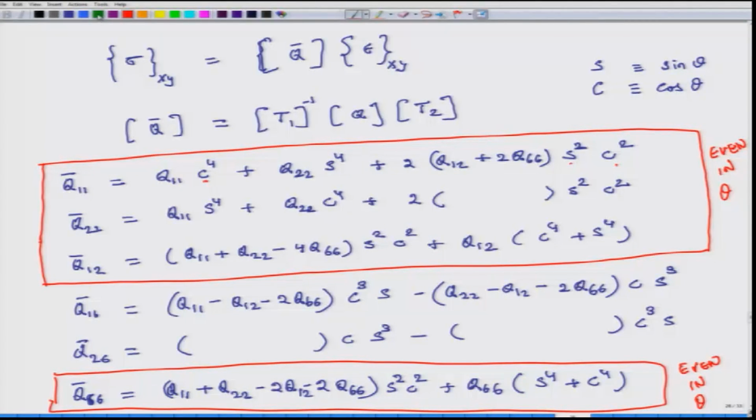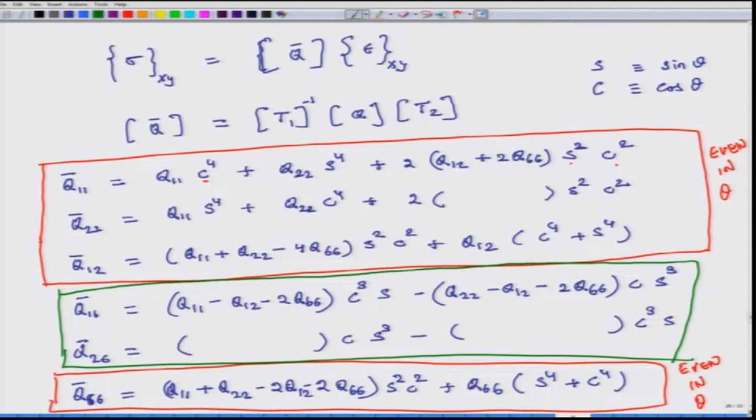But Q16 bar and Q26 bar, let us look at these. When I change from theta degrees to minus theta degrees, cosine cube does not change because cosine of positive theta and negative theta is the same, but sine theta changes to negative sine theta. Similarly, the sine cube theta also changes. So, for this reason Q16 bar and Q26 bar are odd functions in theta.